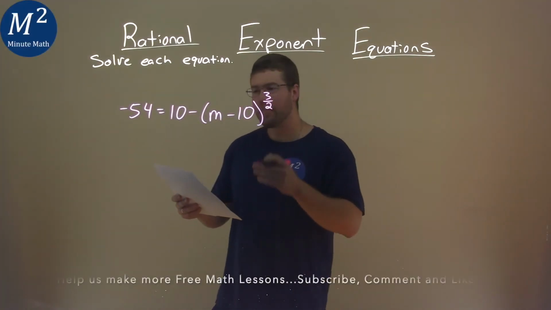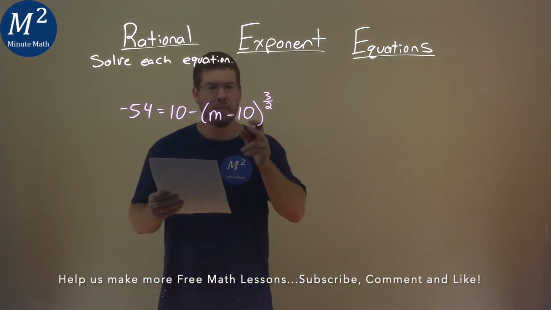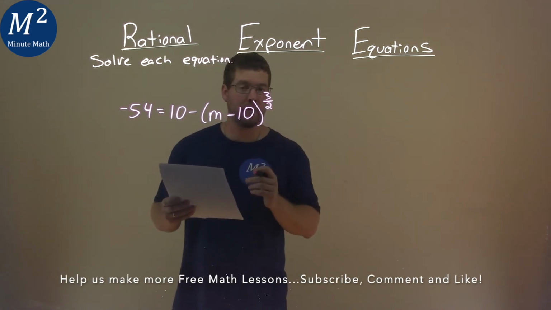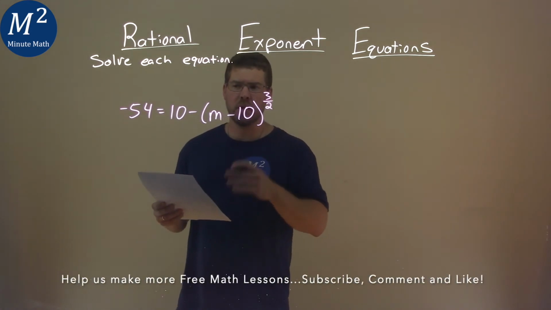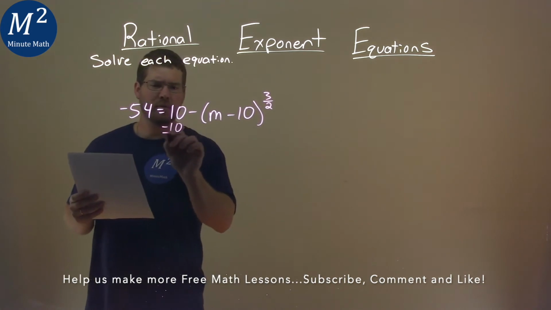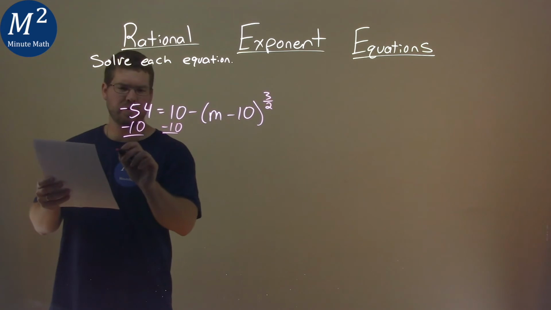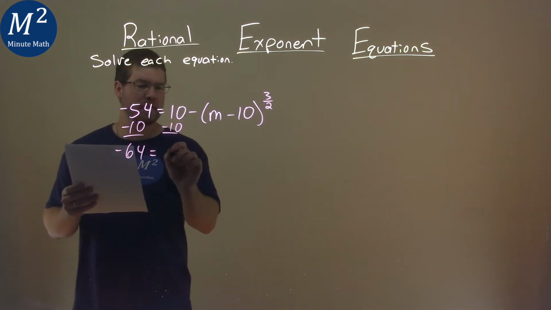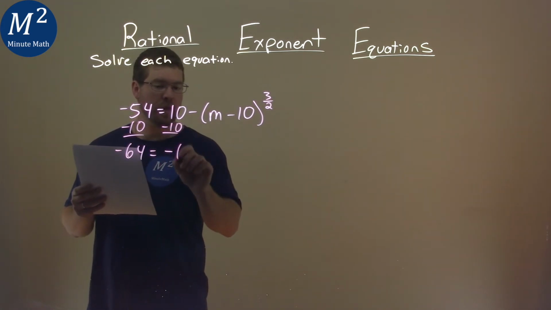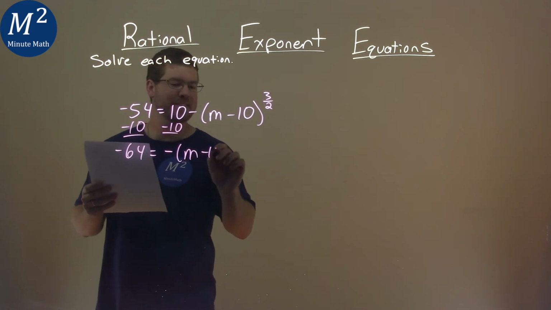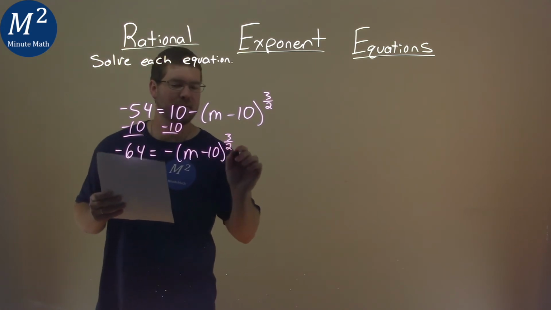We're given this problem right here. Negative 54 equals 10 minus (m minus 10) all to the 3/2 power. And we've got to solve this. Well, first I'm going to subtract 10 from both sides, bring it to the left. Negative 54 minus 10 is negative 64. And that's equal to a negative, don't forget it, (m minus 10) to the 3/2 power.